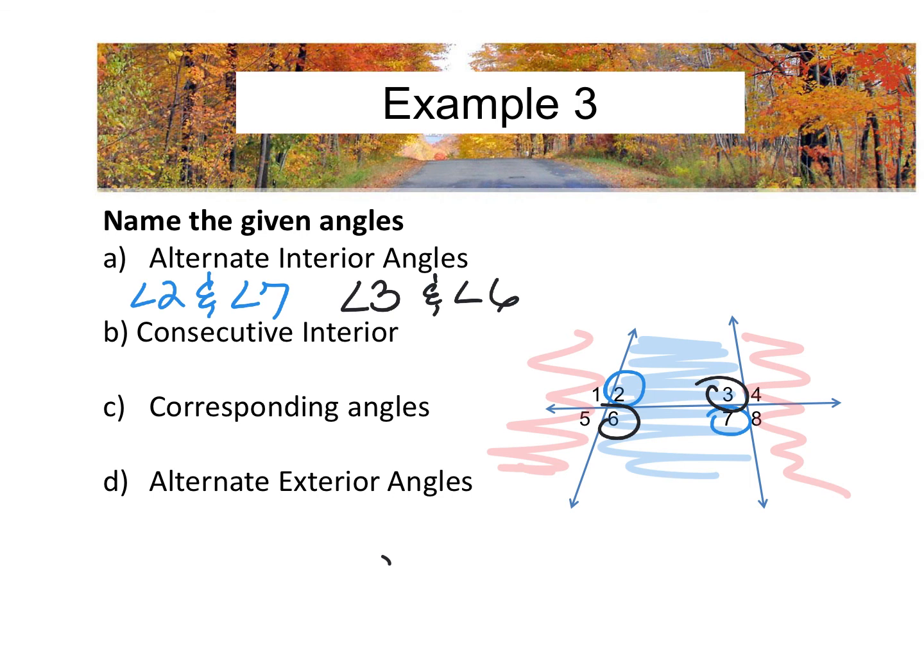Consecutive interior. I'll go ahead and erase what I have there. So consecutive, remember that's also called same side interior, or right in order of each other. So 2 and 3. They're right next to each other, but they don't share a side. And they're both inside. So 2 and 3. And then here also 6 and 7.